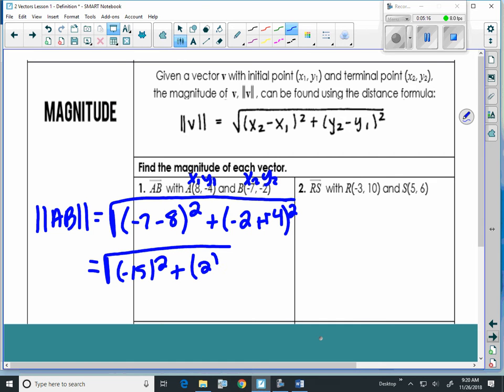Okay, so that's how, so simplify it. Then, I'm going to pull up my calculator.